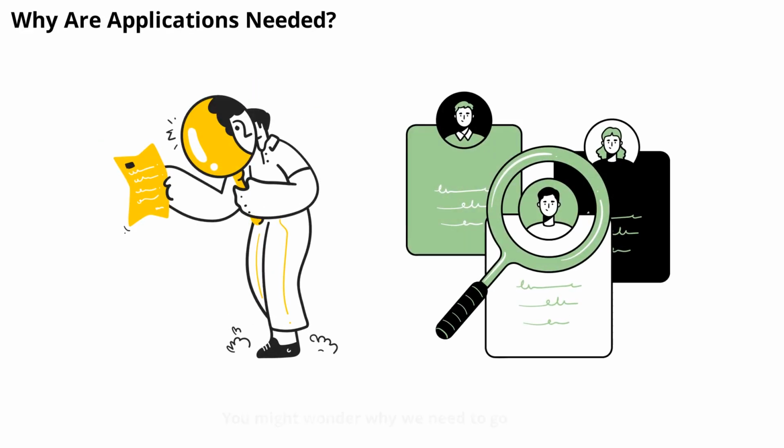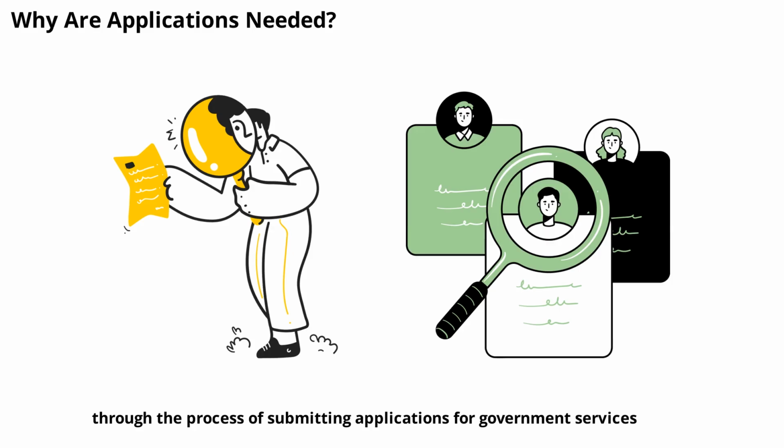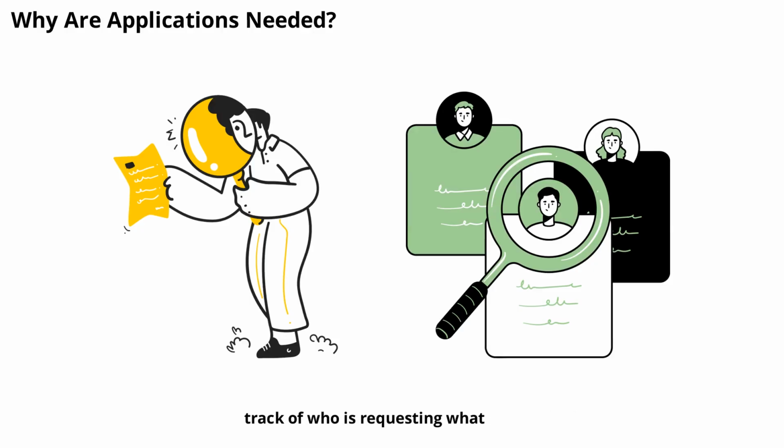You might wonder why we need to go through the process of submitting applications for government services. The answer lies in the need for organization, fairness, and accountability. Applications help government agencies keep track of who is requesting what, ensure that only eligible individuals receive certain benefits, and maintain records for future reference. This system also helps prevent fraud and misuse of public resources. By requiring applications, governments can better manage resources and provide services more efficiently.